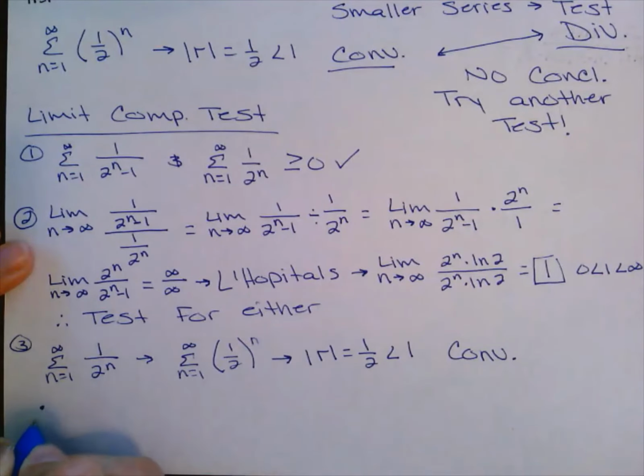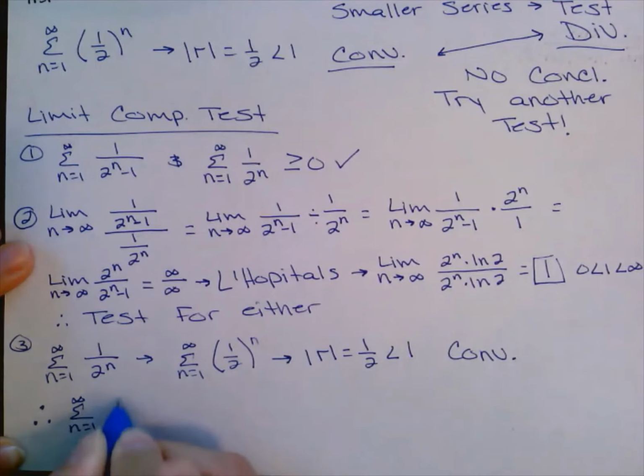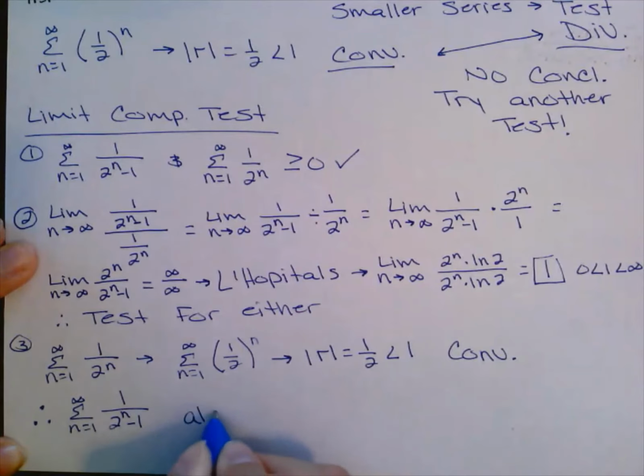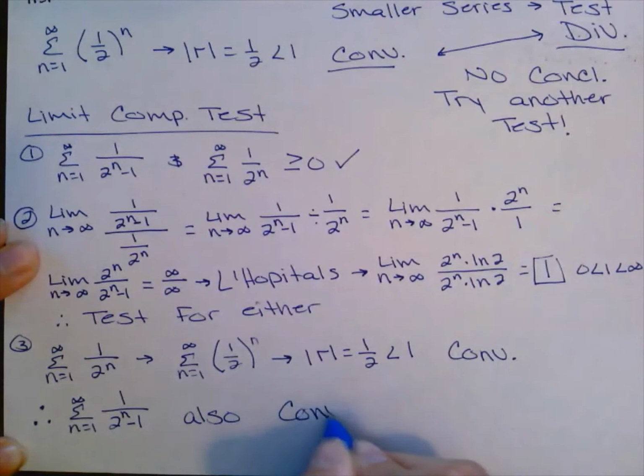So now I can say, therefore, the original, which is 1 over 2 raised to n minus 1, also converges.